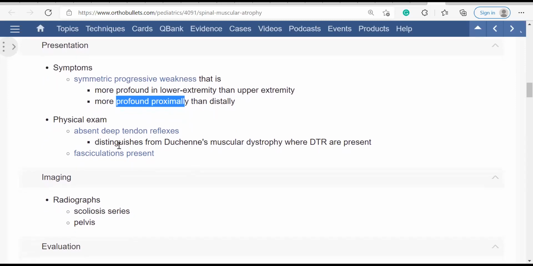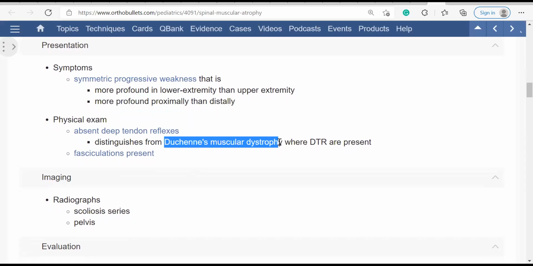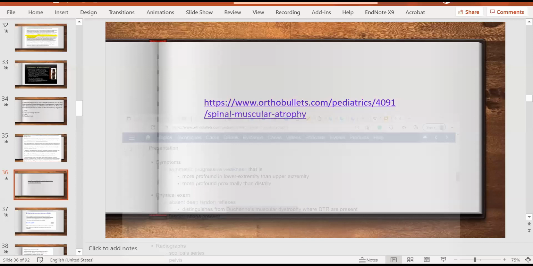How do you distinguish Duchenne muscular dystrophy from spinal muscular atrophy? So in Duchenne muscular dystrophy, usually the tendon reflex can be present. In DMD, usually DTRs are present, whereas in an SMA child, there will be absence of deep tendon reflexes.